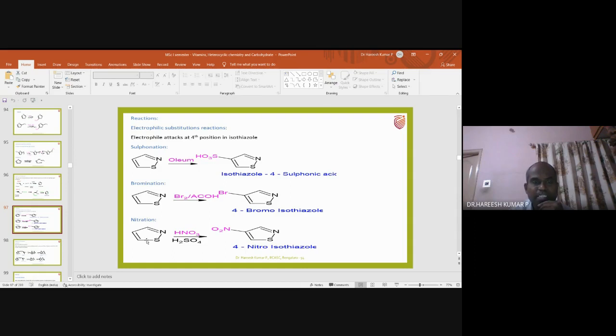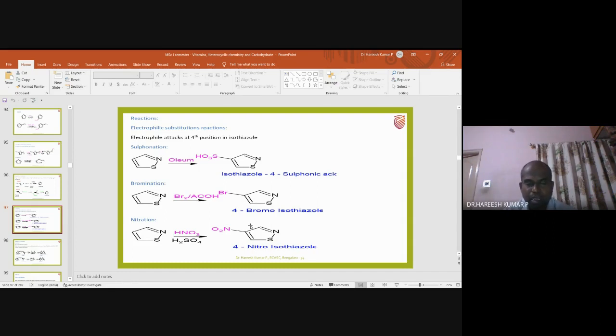Similarly, when it is subjected to nitration, nitration means a nitronium ion will attack the fourth position of the isothiazole, giving rise to 4-nitro isothiazole as the product. So this is about what is called isothiazole. We discussed up to this point.